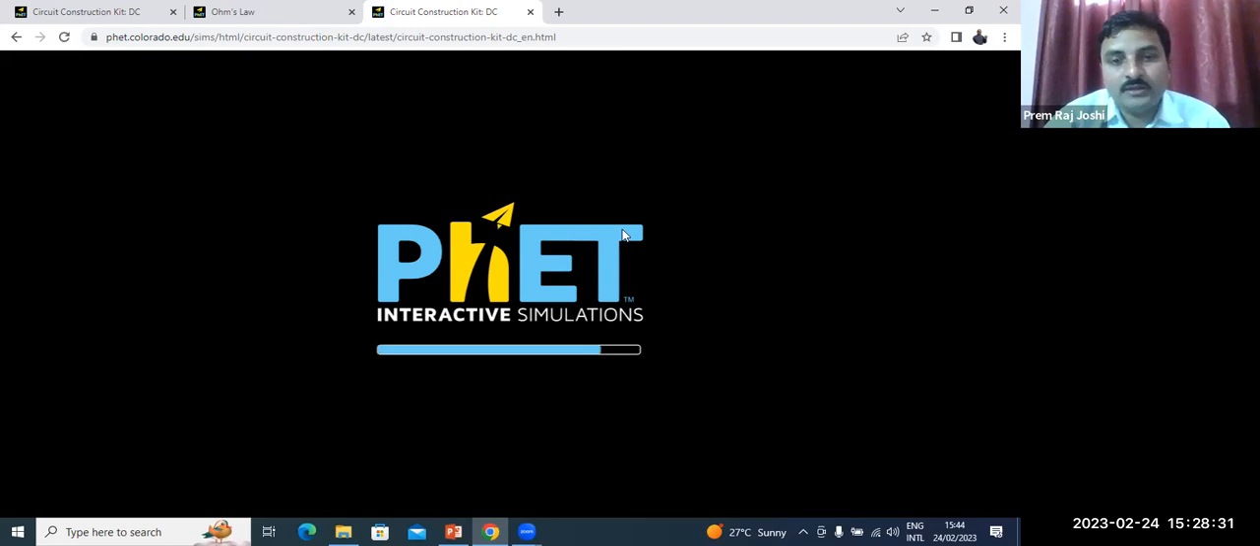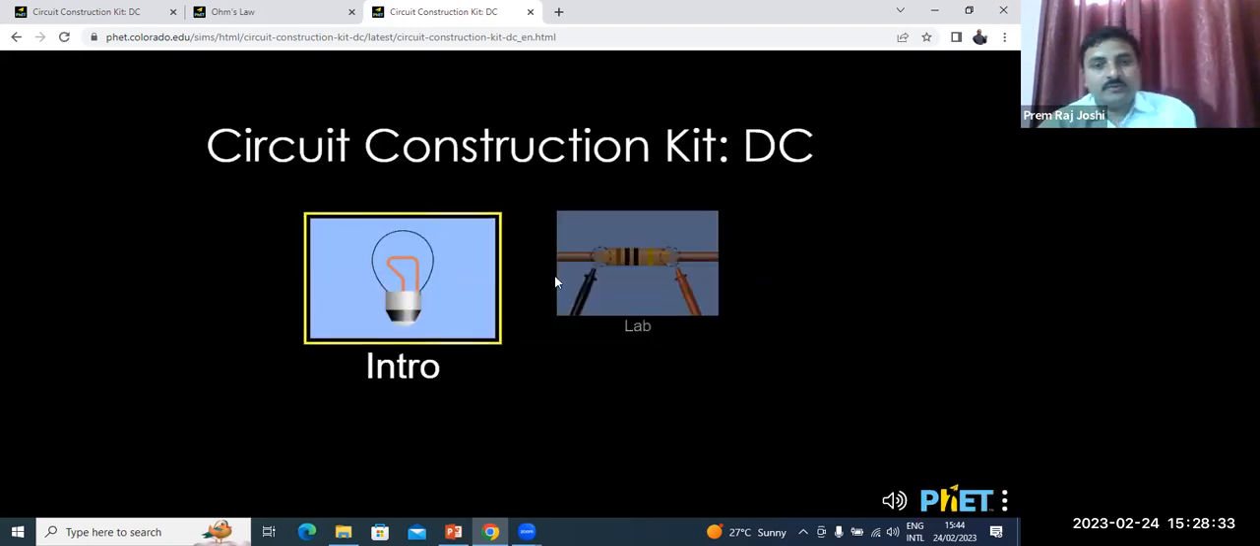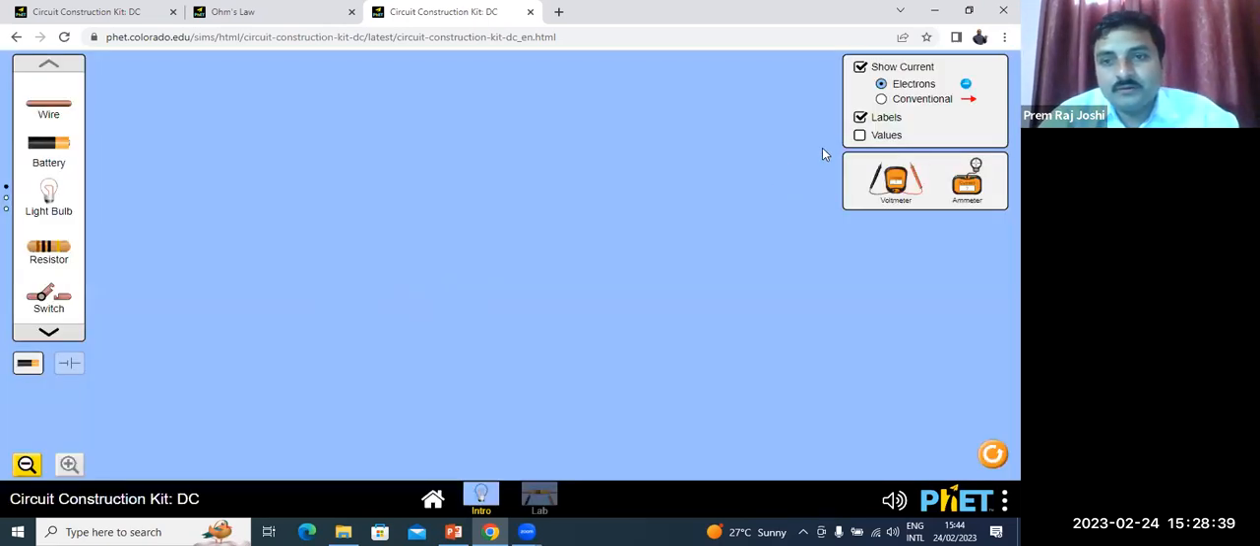Okay, now opening. Okay, fine. So now I just click on this, and you will see this kind of interface over here, right? So now I'm just showing you the series combination of the resistors, for example, how the resistors can be connected in the series combination.